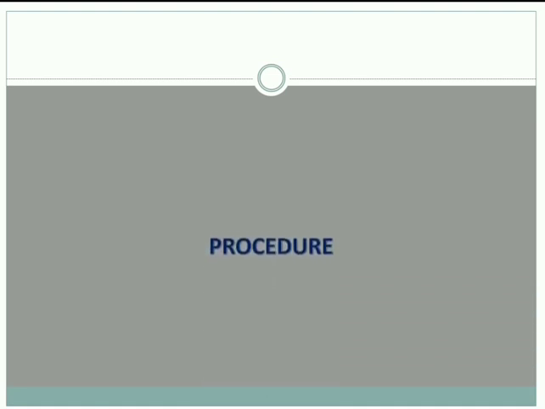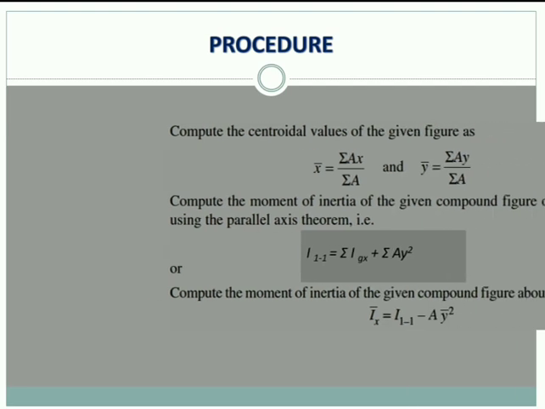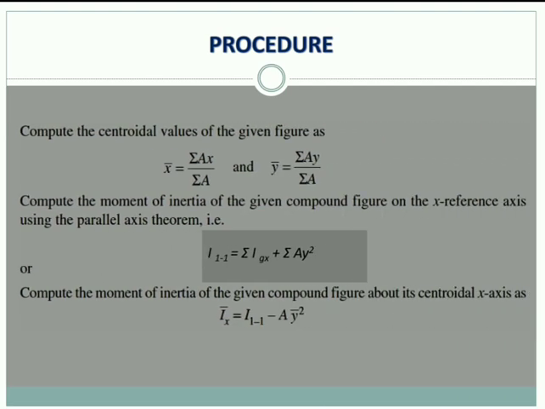Let me brief up the procedure. Firstly, compute the centroidal values of the given figure, x bar and y bar. This thing you know very well, so I did not repeat it. I am confident that you all know this. If you don't know this, practice, then only you can solve moment of inertia examples. Here we have to check what we want, x bar we want, y bar we want, if it is required in further calculation. If the figure is symmetrical, can we directly take x bar and y bar? Remember, this process is the same. We are locating x bar and y bar with respect to the reference axis.